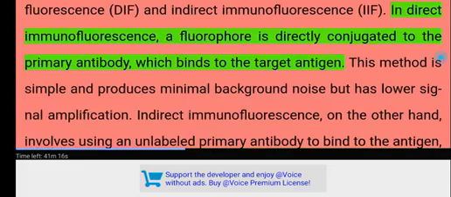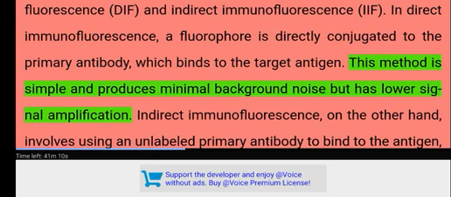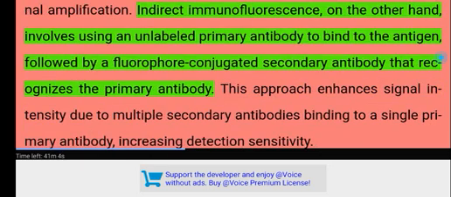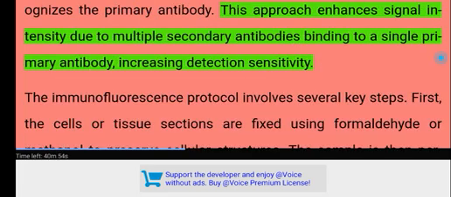In direct immunofluorescence, a fluorophore is directly conjugated to the primary antibody, which binds to the target antigen. This method is simple and produces minimal background noise but has lower signal amplification. Indirect immunofluorescence, on the other hand, involves using an unlabeled primary antibody to bind to the antigen, followed by a fluorophore-conjugated secondary antibody that recognizes the primary antibody. This approach enhances signal intensity due to multiple secondary antibodies binding to a single primary antibody, increasing detection sensitivity.